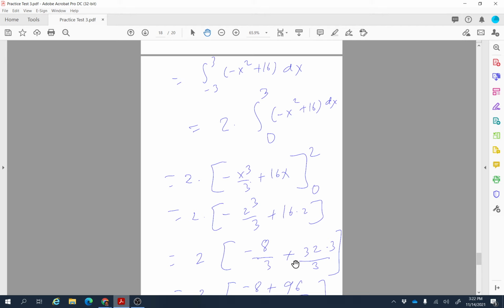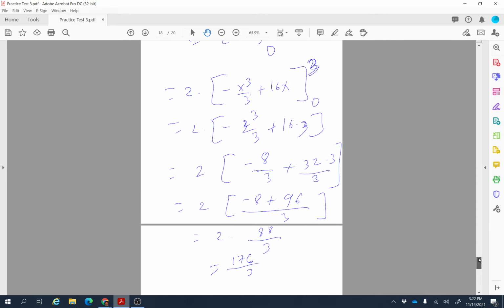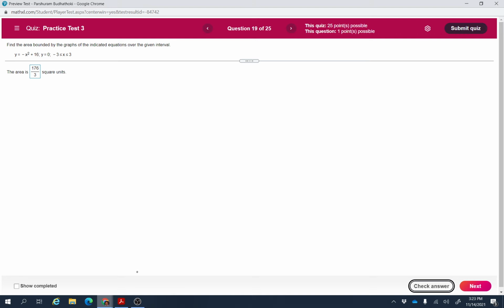That is a huge mistake. This should be 3. The limit of integration is going from 0 to 3, so I need to put 3 here, not 2. That's a big mistake I did. Luckily I'm not doing the actual exam, I'm doing the practice. So negative 3 to the power 3 over 3 is negative 3 squared, so that is actually negative 9, and 16 times 3 is 48. So 48 minus 9 is 39, right? That's 39. So 2 times 39 is 78. So the answer should be 78.